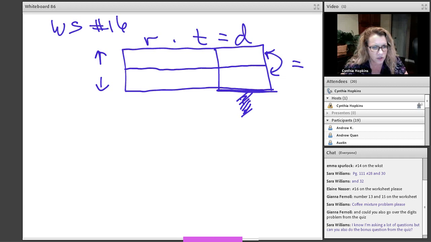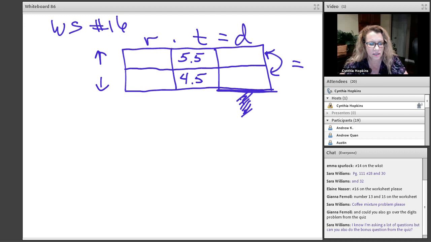Okay, so let's read this. It says Daniel drove his boat upstream on the Yay Math River in 5.5 hours. So upstream, 5.5 hours. And then made the return trip downstream in 4.5 hours. It says the current is 2 miles per hour. How fast is his boat traveling in still water?